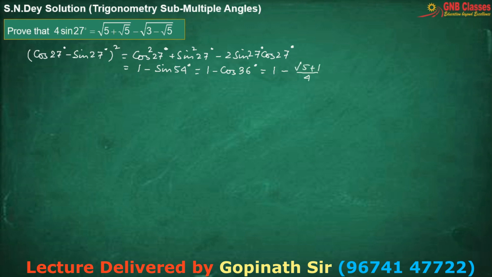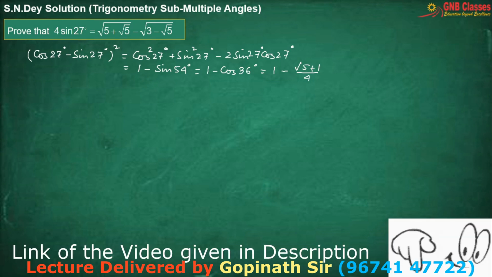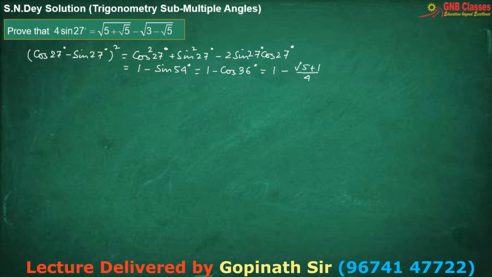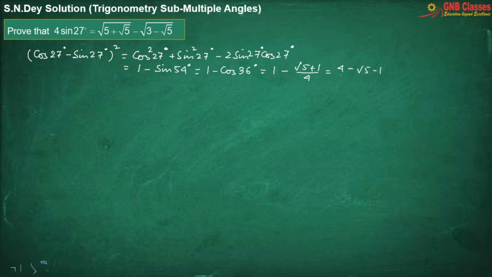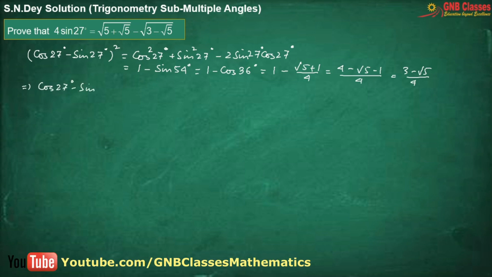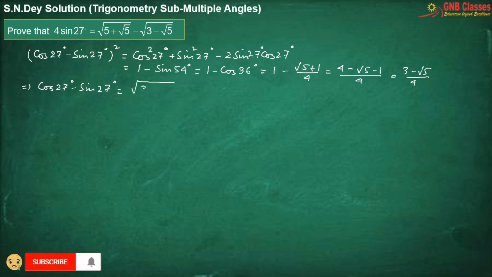Now those who don't know how to find out the multiples of 18 degrees, please see the video, the link I have given in the description box below. There you will know how to find the multiples of 18 degrees of all trigonometric ratios. Okay, so we are getting 3 minus root 5 by 4. So cos 27 degrees minus sin 27 degrees is equal to under root 3 minus root 5 divided by 2.